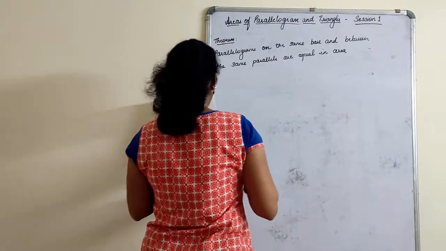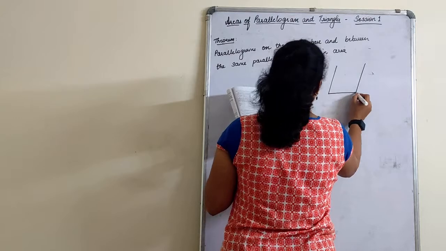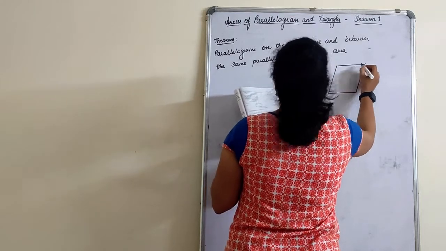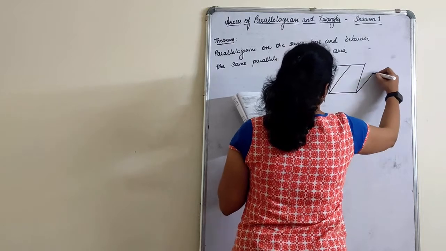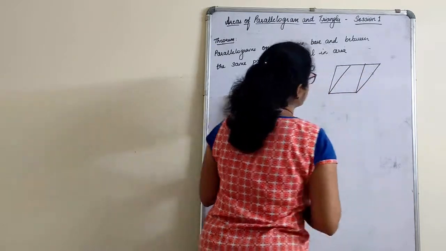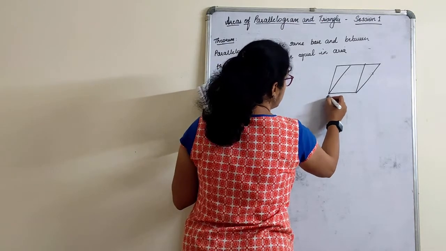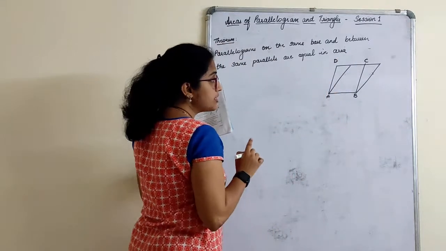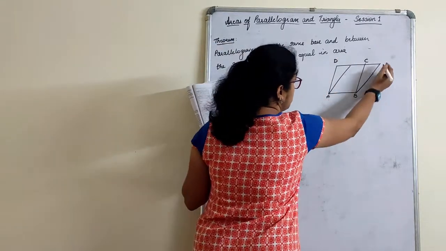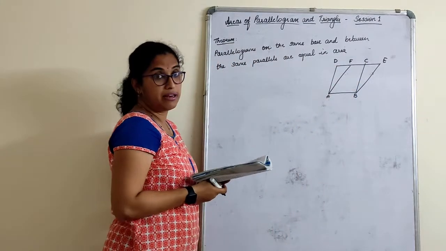Okay, so let's draw the figure. Let us assume that this is a parallelogram. Another parallelogram we will draw here. It is just drawn in this manner. So the first parallelogram here is ABCD, and ABEF is the other parallelogram.